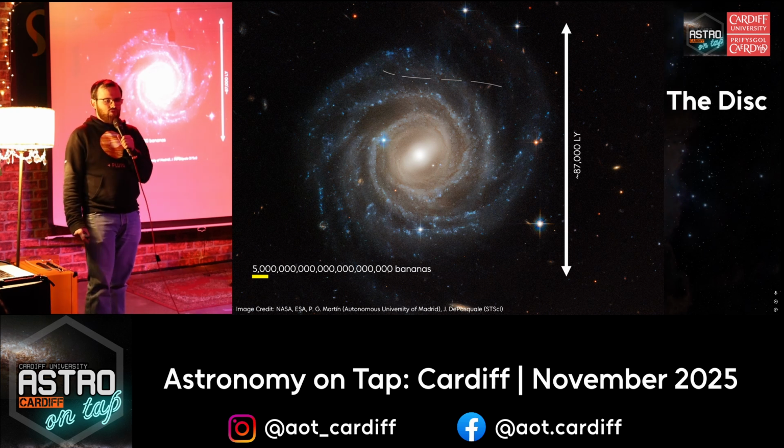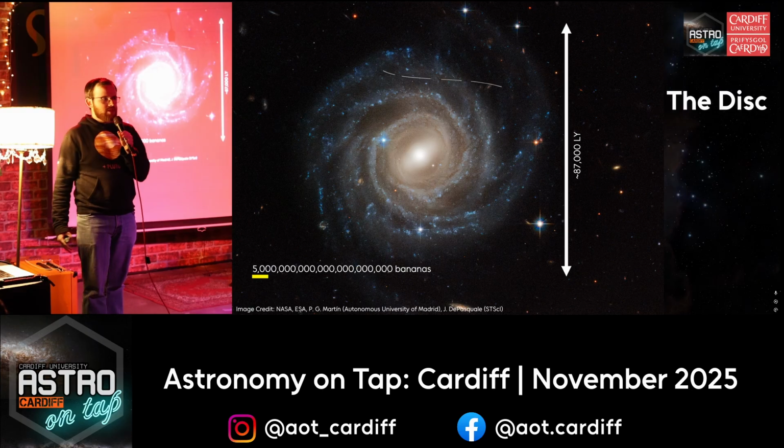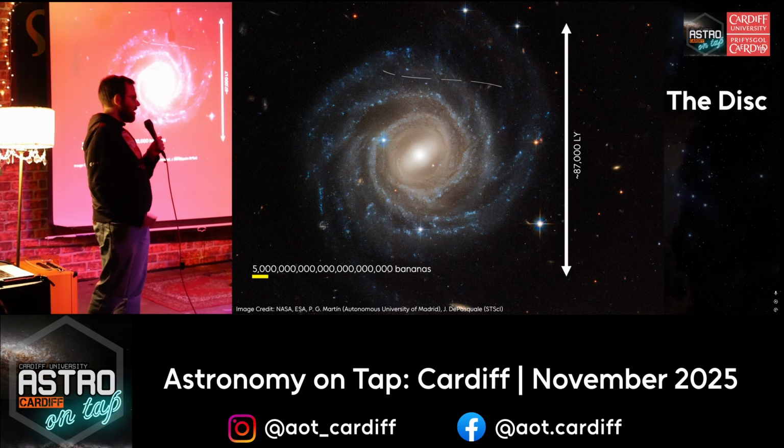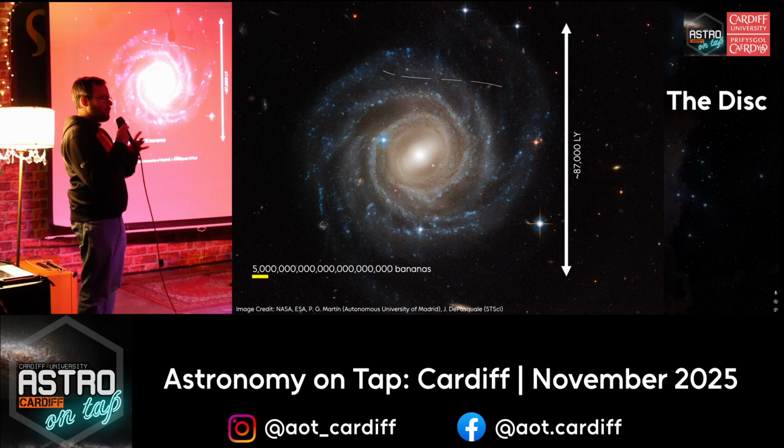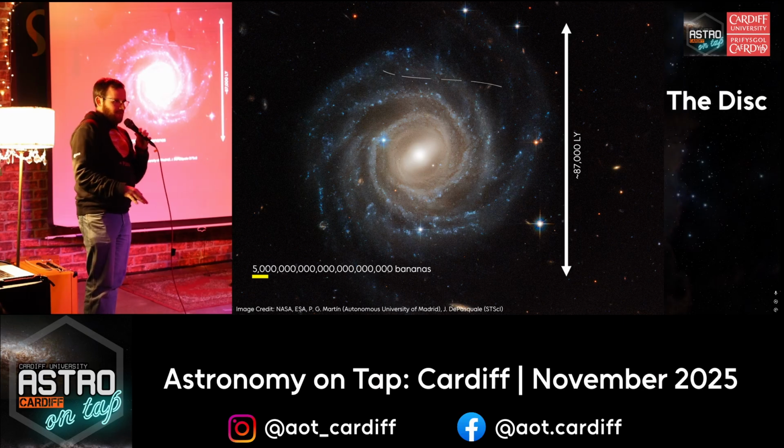And the galaxy disk is rather big. It's 87,000 light years across, give or take. I thought, well, we could put a banana scale on there, but it's a little bit hard to see, so here is 5 sextillion bananas. We're going to use this as our baseline.